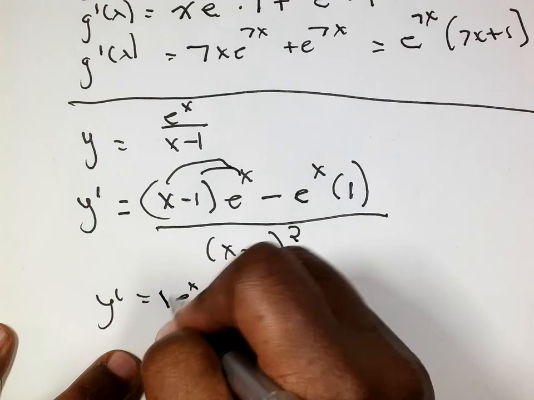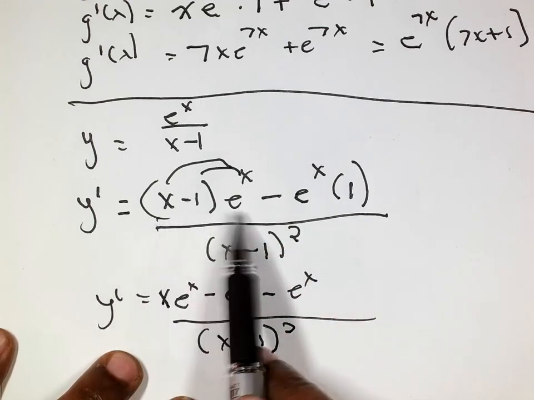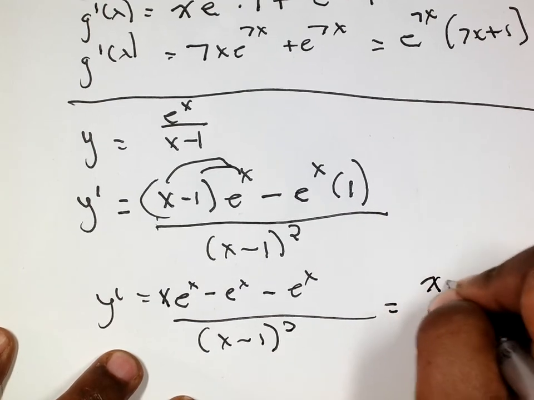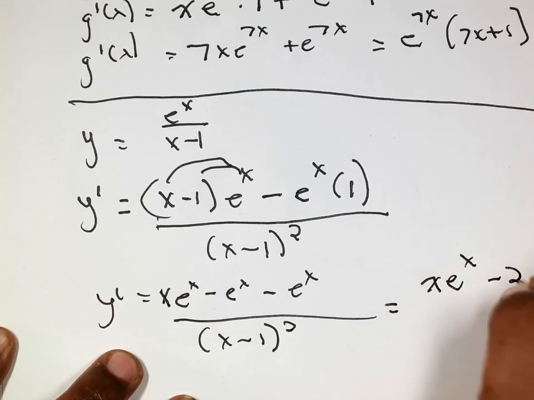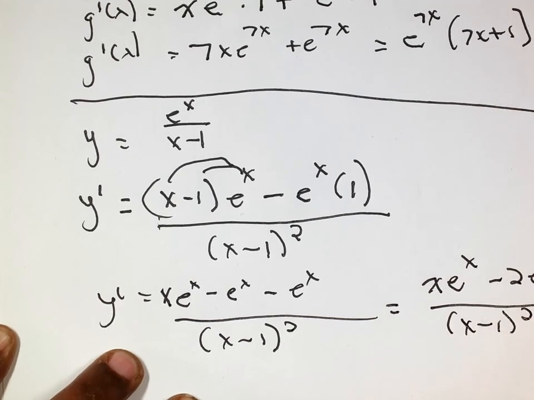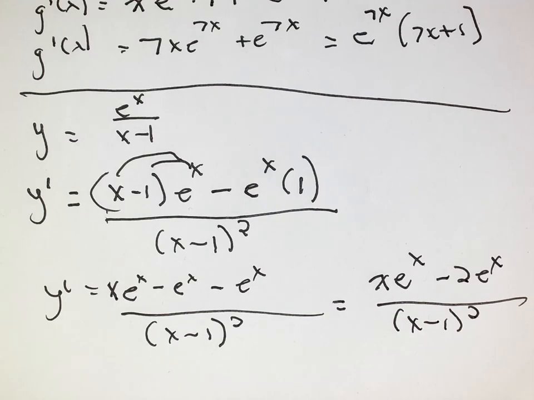Oops, I dropped an x. X e to the x minus e to the x, when you distribute that, minus e to the x. So I have two of those. So it's x e to the x minus 2e to the x over x minus 1 squared.